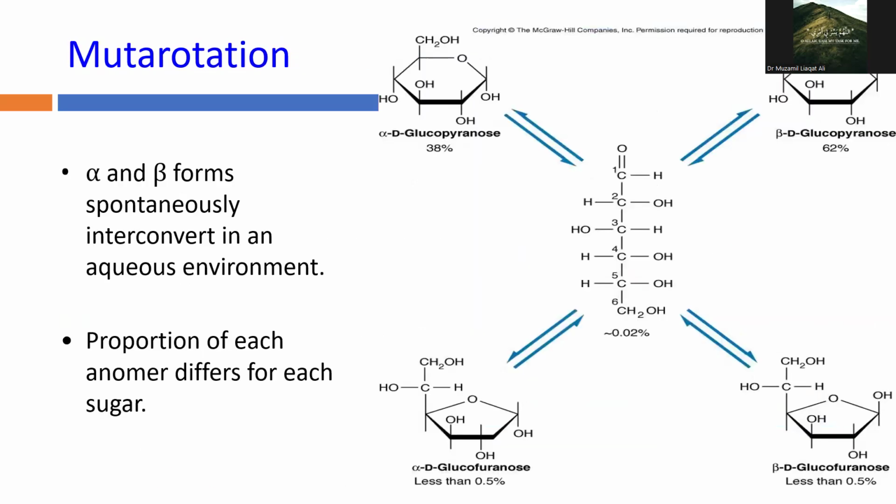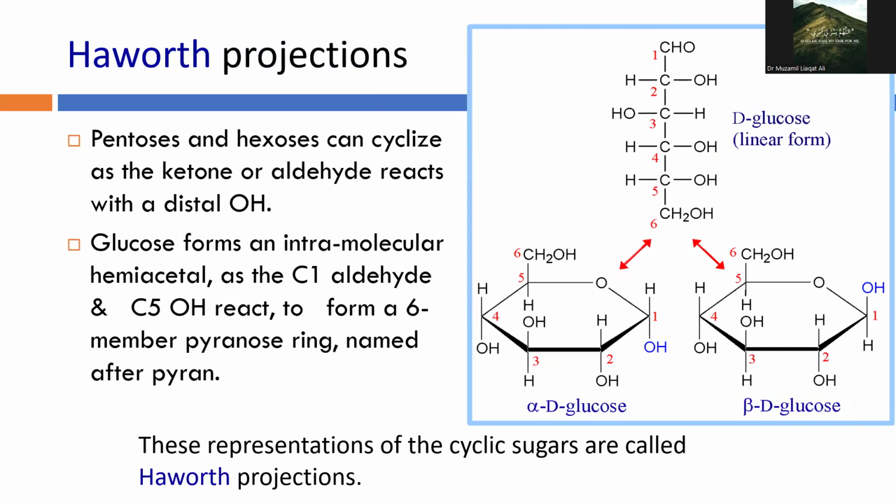In aqueous environment, alpha and beta anomers continuously interconvert through the open chain intermediates. The proportion at equilibrium differs for each sugar. This dynamic equilibrium is biologically significant because it allows a constant supply of the specific anomer required by a particular enzyme or transporter.